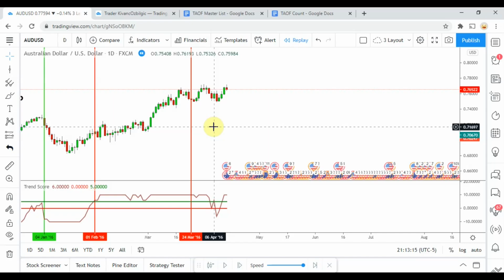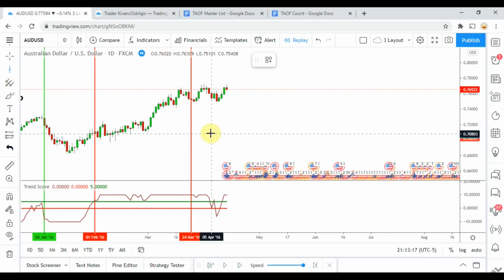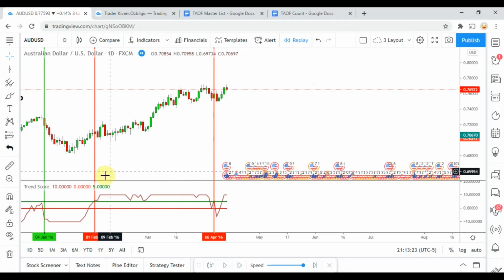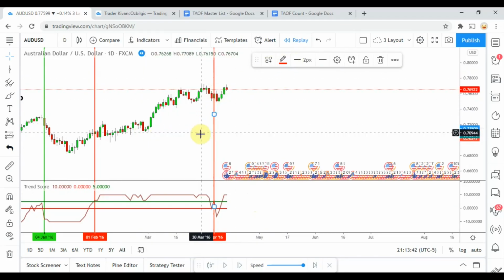Let's look over here on the other side, where right here you can see that, let's delete this one because we didn't use it. We can see here that on that particular one it did get to 6, and it looks like 5 is the actual line of the green line, so 6. So that one definitely would have been a long signal.